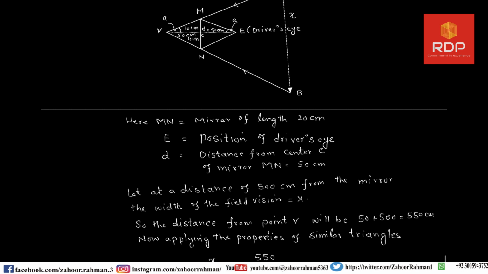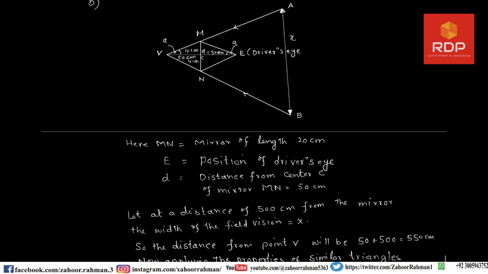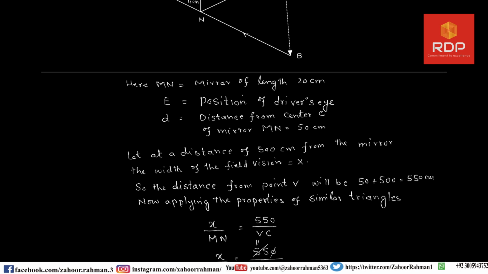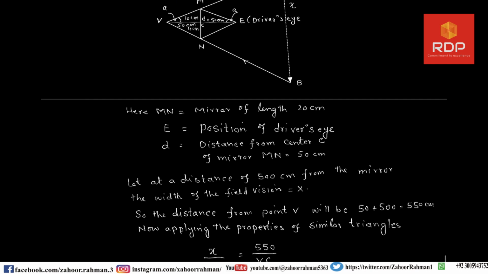So let at a distance of 500 centimeter from the mirror, the width of the field of vision be X. And as you can see, I label it with the X here. We have to find the value of this X. So the distance from point E will be 50 plus what? 50 plus 500, which you can see that this is 500 and this is 50. So totally it will be 550 centimeter.